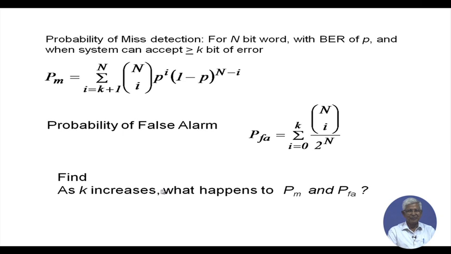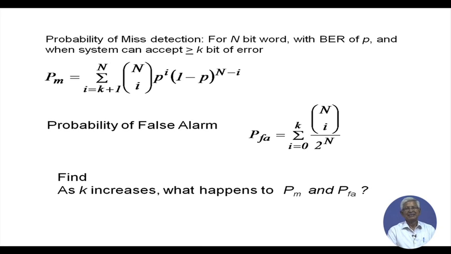Now, I give you a problem, you solve it. As k increases, that is your tolerance of error increases, what will happen to the probability of misdetection and the probability of false alarm? Will they increase or decrease? I repeat, when the tolerance of error increases, k increases, what will happen? P_M will increase or decrease? P_FA, that is the probability of false alarm, will increase or decrease? This problem is left to you.